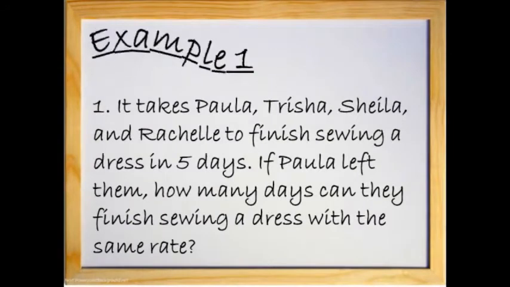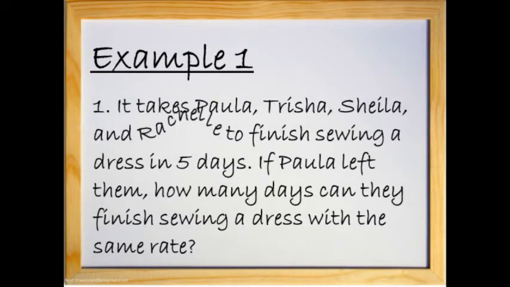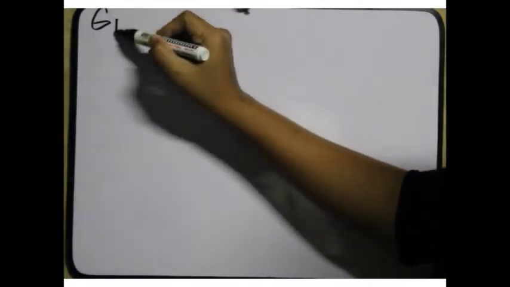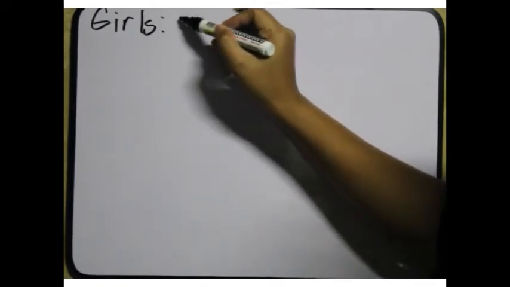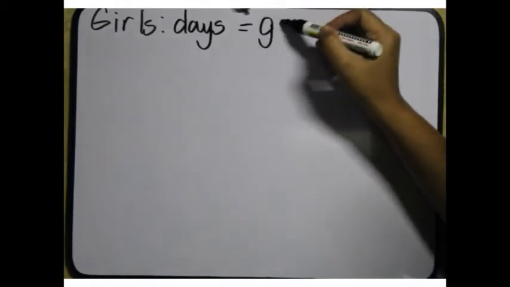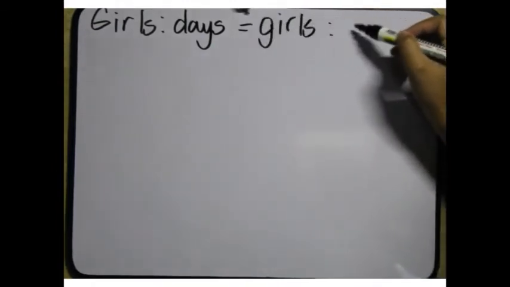For our problem number 1 for inverse proportion, it takes Paula, Trisha, Sheila, and Rachel to finish designing a dress in 5 days. If Paula left them, how many days can they finish designing a dress with the same rate? Okay, so now let's first write our given ratio. So that one is girls is to days is equal to girls is to days.